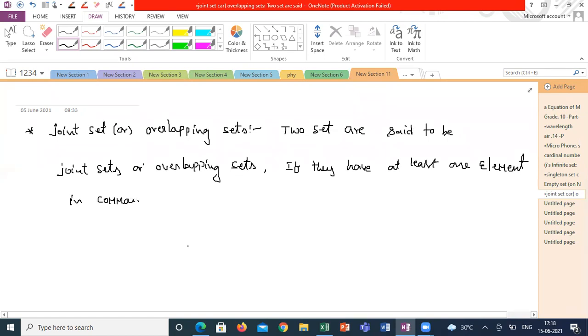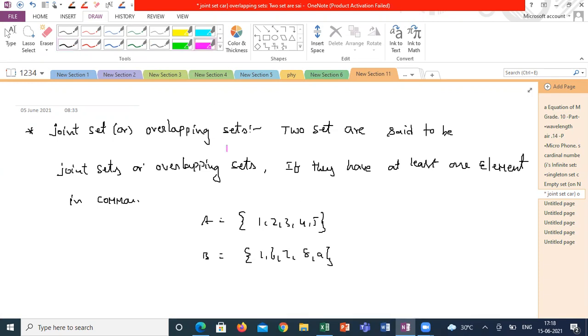What are the elements available? Suppose A is the set 1, 2, 3, 4, 5 and B is the set 1, 6, 7, 8, 9. Then I can call A and B joint sets or overlapping sets. Why? Because in set A, 1 is available, and in set B, 1 is available. At least one element should be common. It might be 2 elements or 3 elements that are common in both sets. Understand, guys? What are overlapping sets?